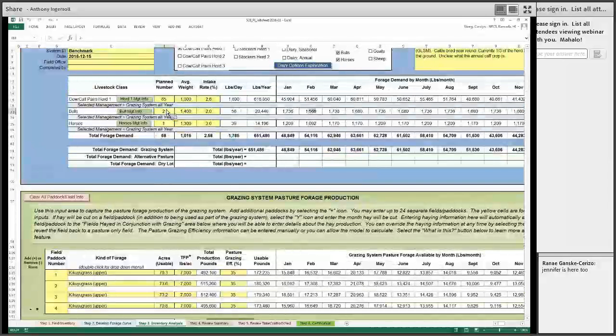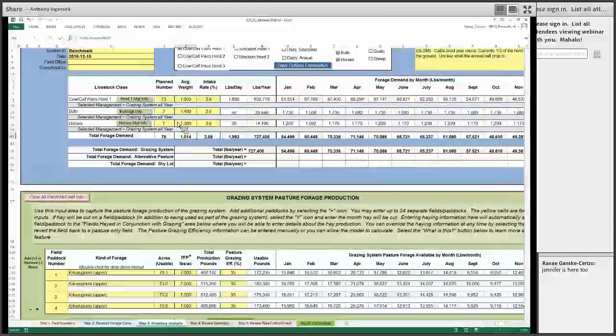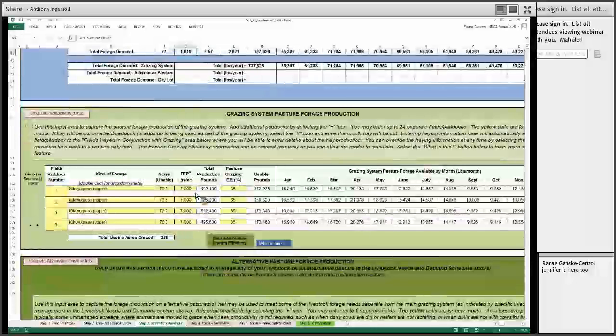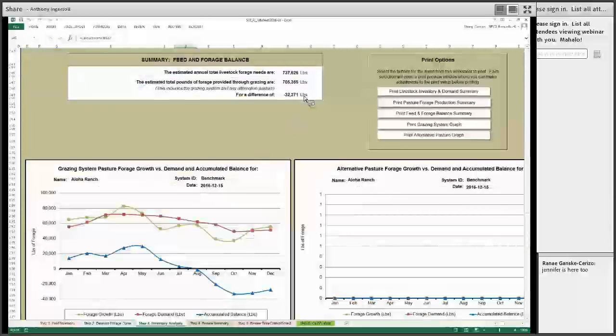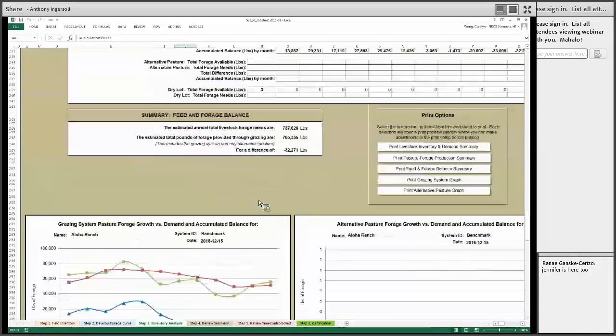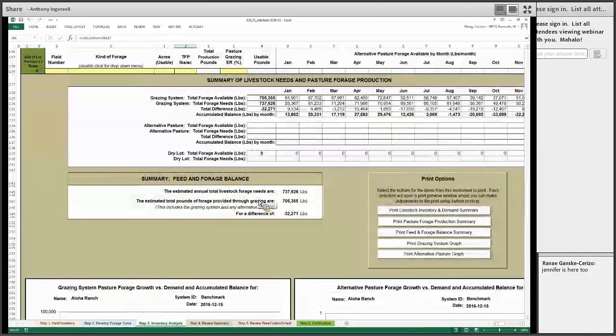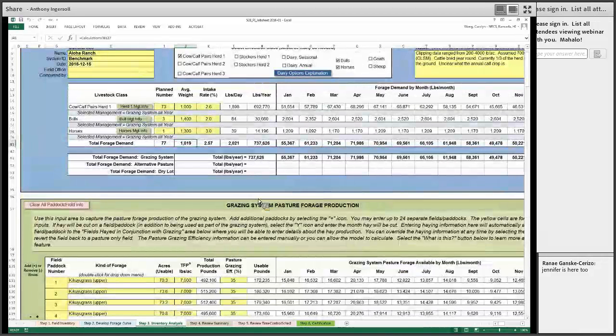So let's try and adjust those numbers one more time. Let's try and take it up to 73 cows, 3 bulls, and 1 horse. Okay. Ooh, that didn't work so good. Now we've got a deficit of 32,000 pounds. Okay, so let's go back up. We can adjust this again.